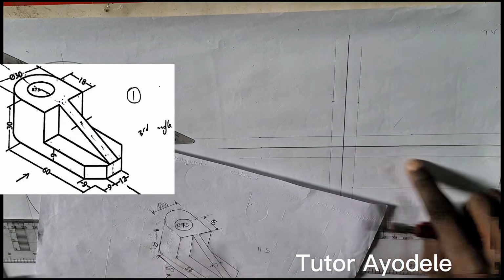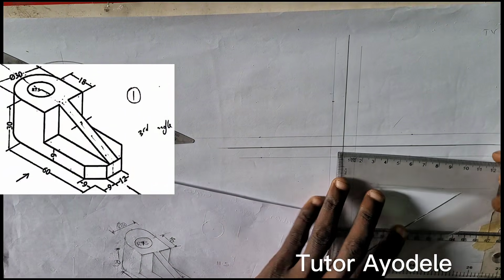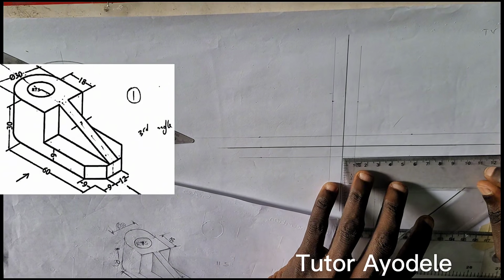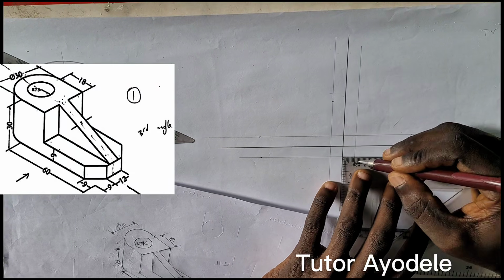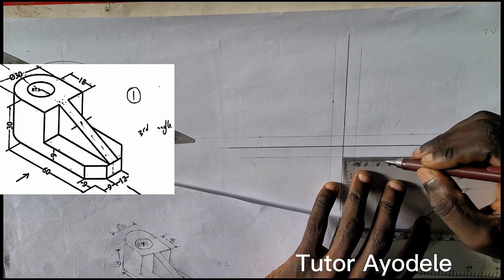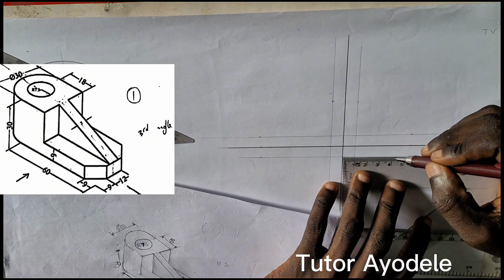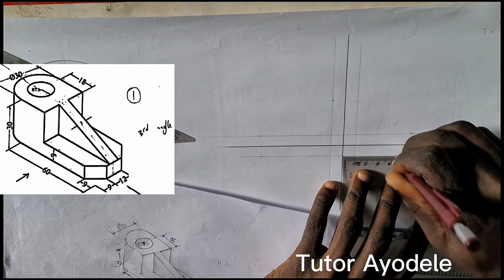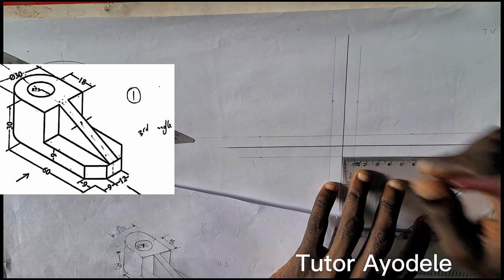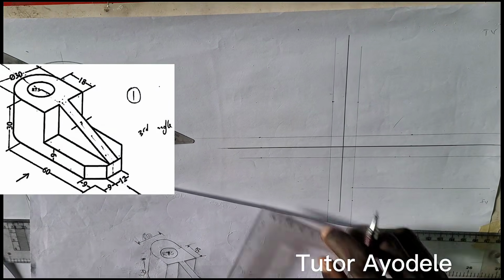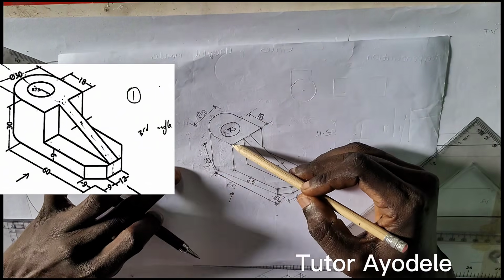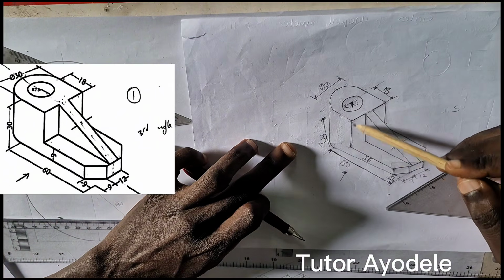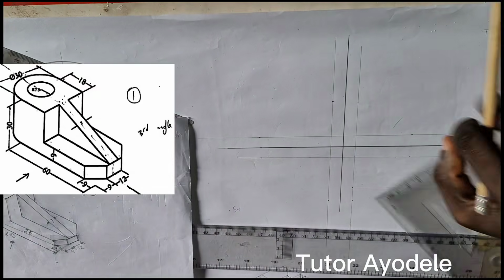So let's measure 33 here. 33 millimeters. 1, 10, 20, 30, 31, 32, 33. This is 33. Okay. All right. Then from that point, you need to draw a straight line downward like this. So let's do that.